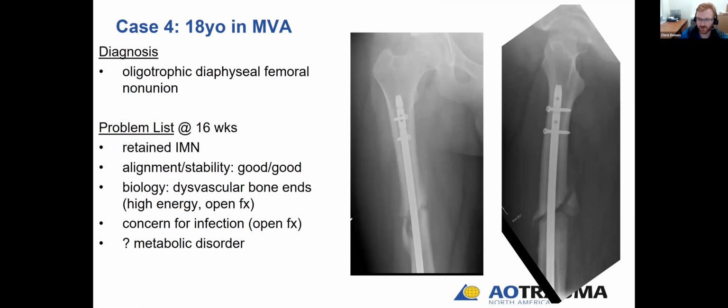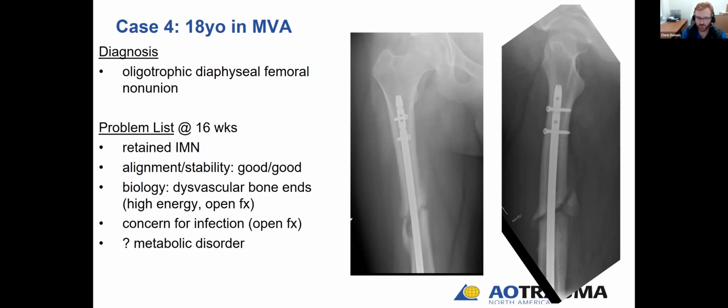But at this point, 16 weeks, still early on, this is looking concerning to me, and I would say this is early oligotrophic femoral non-union territory. So I'm thinking, do I need to do something? My problem list: I've got my retained nail. I think my alignment's okay. My stability, I think, is okay.